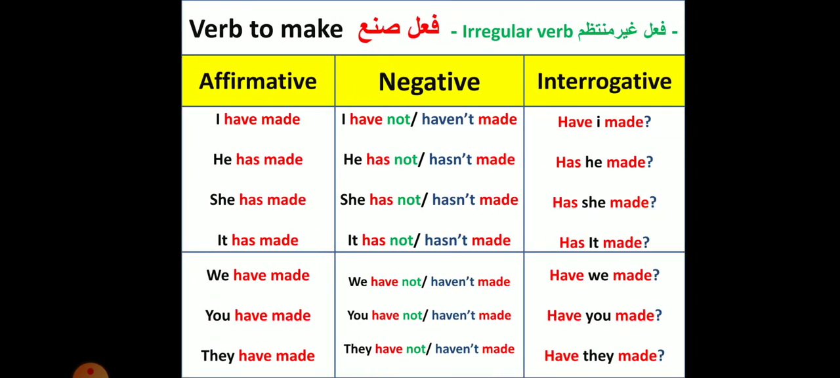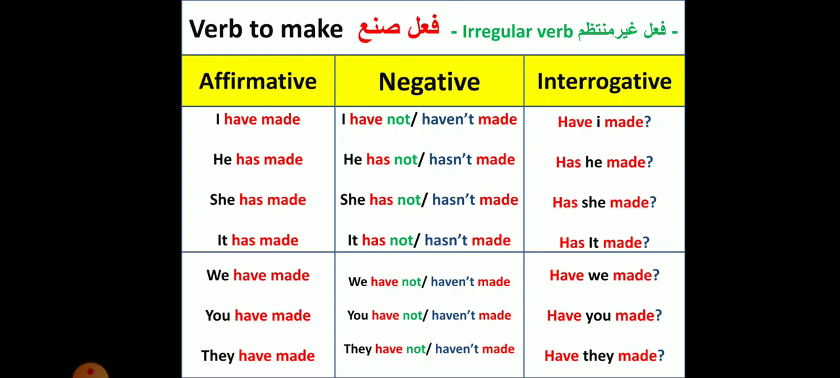For the verb to make, it is an irregular verb. Okay, so the verb changes completely. For the affirmative form: I have made, he has made, she has made, it has made, we have made, you have made, they have made. Okay. For the negative form, we just add not. I have not or haven't made.